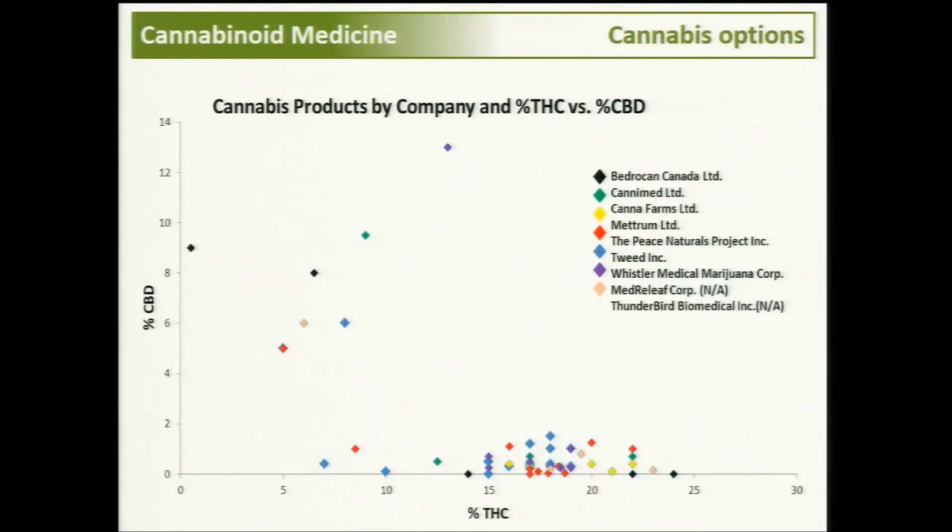This is an old graph from, I think, 2014, where you can see some of the licensed producers and the different options available in the market. The way we talk about cannabis now is how much THC and how much CBD we're giving, or what the percentage of one versus the other is in the product that we are using.